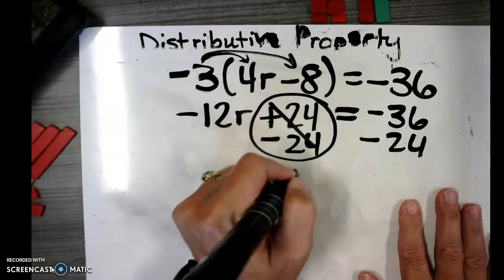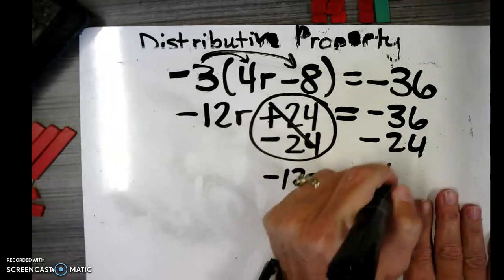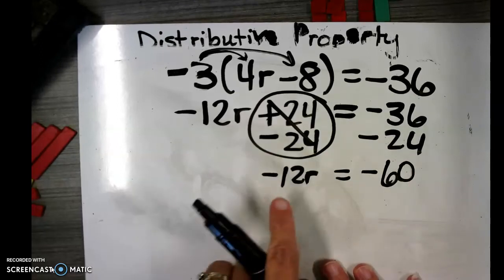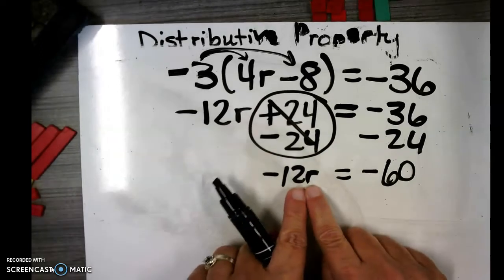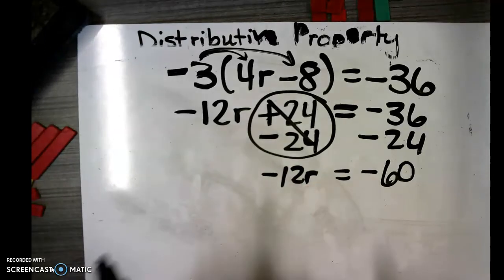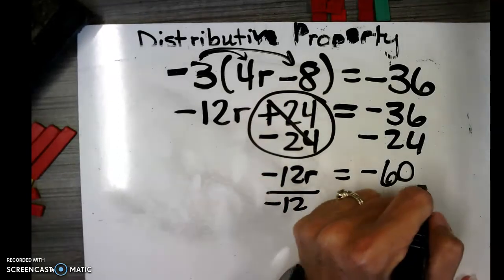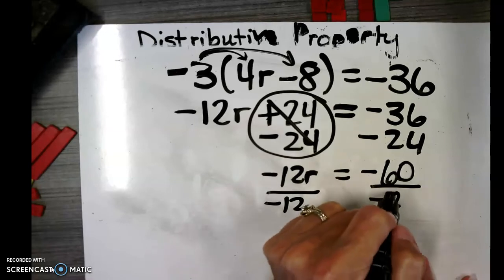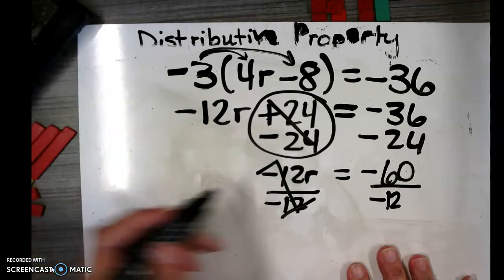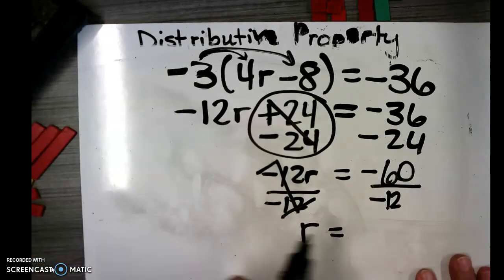I'm going to bring down my negative 12r. That's going to equal negative 60 when I add them together and combine those terms. Then to further isolate the r, now I have a negative 12 multiplied to it. The inverse operation of multiplication is division, so I'm going to divide by negative 12. What I do on one side, I have to do on the other. That changes to a 1. So I'm left with a single r isolated all by itself.